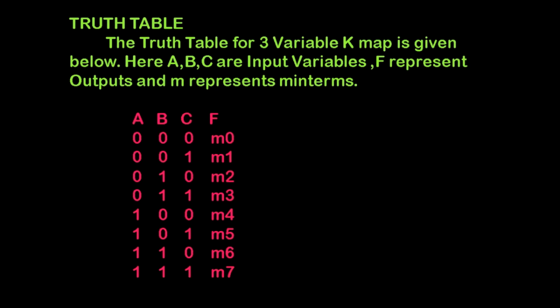Truth table. The truth table for the 3 variable K-map is given below. Here A, B, C are taken as the input variables, F is the output and M represents the min terms. So the 0, 0, 0 combination we are going to take as M0. Then 0, 0, 1 is M1. Likewise for the 3 inputs, 8 sets of combinations are taken in the truth table.